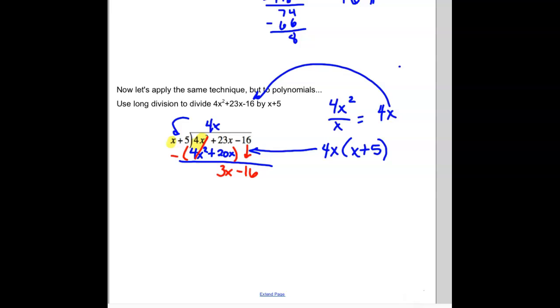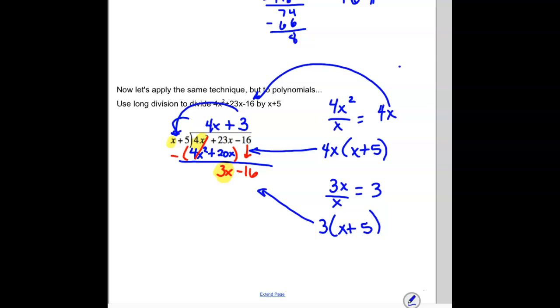So we focus on the first term, our 3x, and we're going to take 3x and divide it by that first term in our divisor, the x. That gives us a 3. That goes on top. It's a positive 3. And then we multiply to all of this. So 3 times the x plus 5, and that's what goes underneath. So we get 3x plus 15, and we have to subtract all of that.